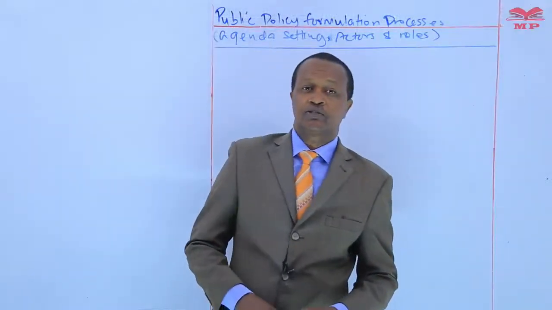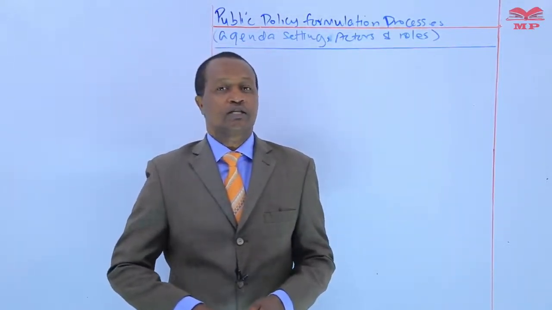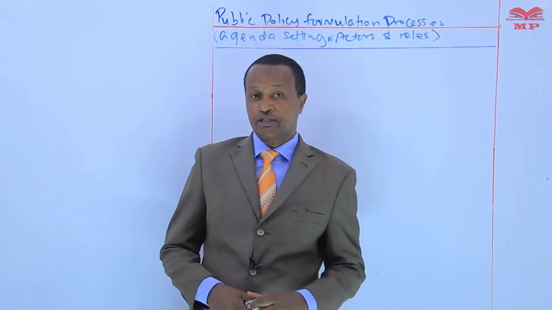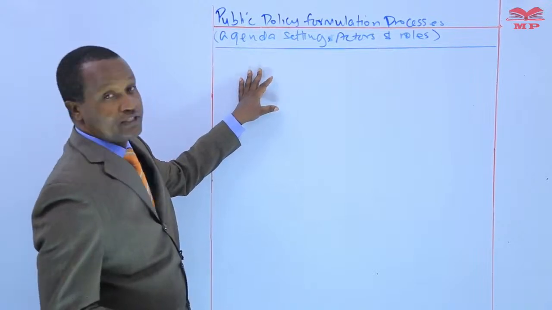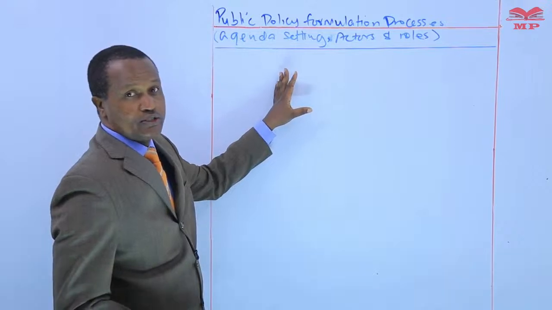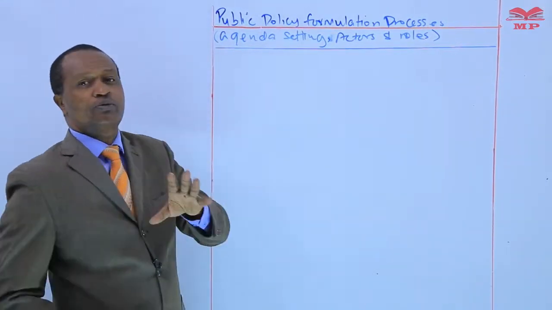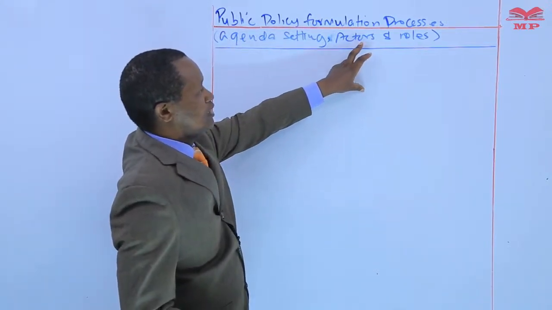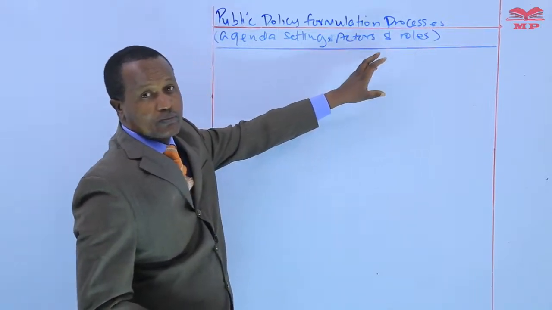Greetings and welcome back to the lesson. The subject is public sector governance, policy and administration. We are still on topic number 3. The lesson is public policy formulation processes. In this lesson, we are going to study the public policy formulation process. We will highlight the stages involved in the policy formulation process. We also study the actors in this process and their roles.